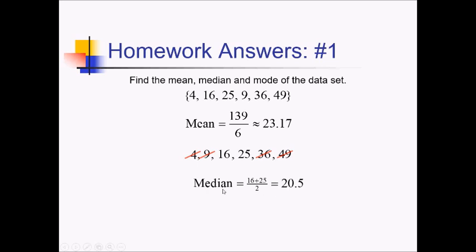So there's our median. And then for the mode, it's whatever number appears the most. Now, looking at our list we made for the median, none of these appears more than once. That means there is no mode.